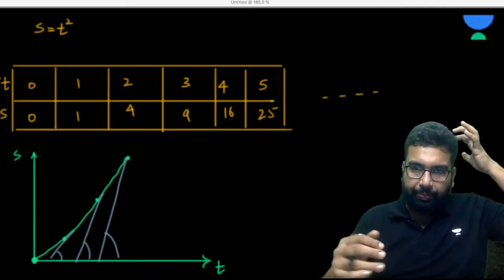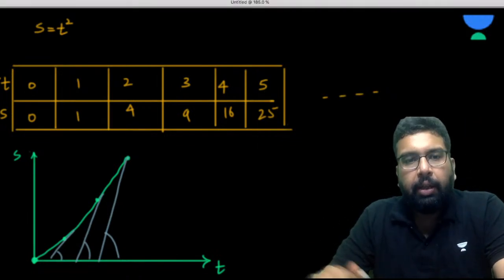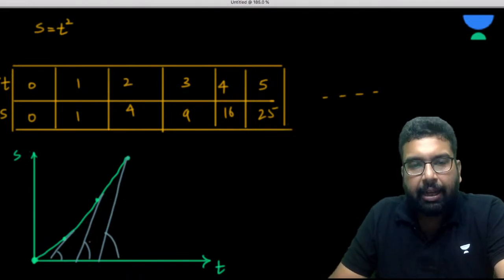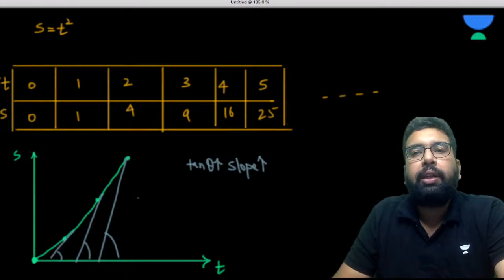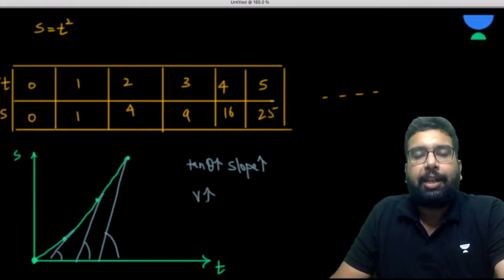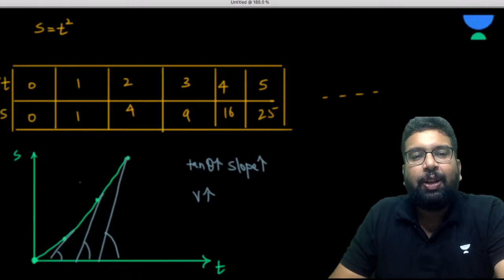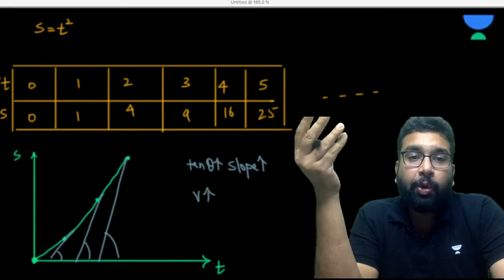But now see, these two, what is happening? Here, I can see that this slope is increasing. If slope is increasing, that is tan theta is increasing. So when slope is increasing, that means the velocity is increasing. This is something you can see from here. You see that the displacement is increasing more and more with respect to time.